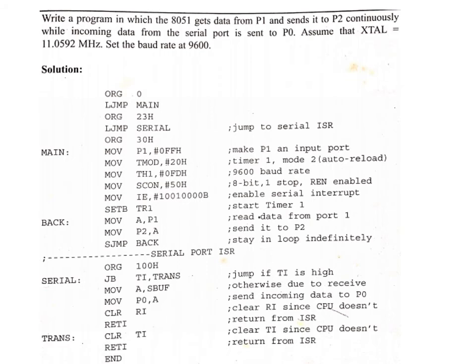As it is mentioned that the incoming data is received from the serial port, that means here we are using serial communication interrupt. Let us look into the program. Here we need to program the SCON register, TMOD and TH register. This is for serial communication. Here the signal is received through port 1, so we have to program P1 as input port.